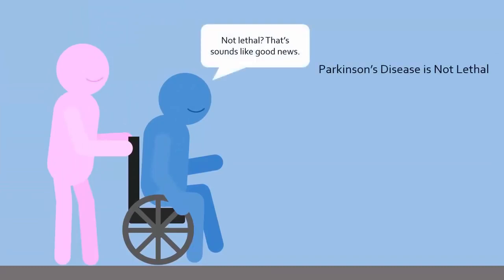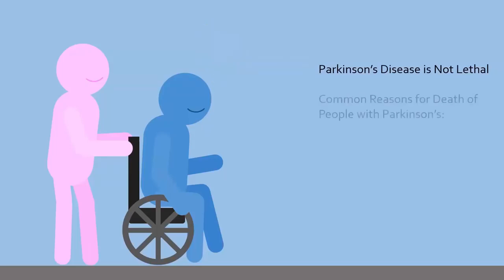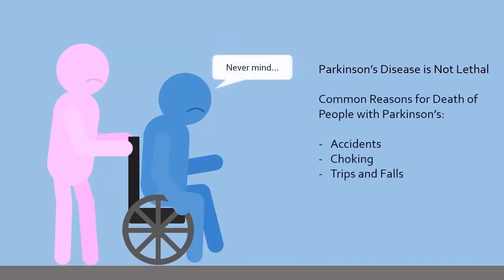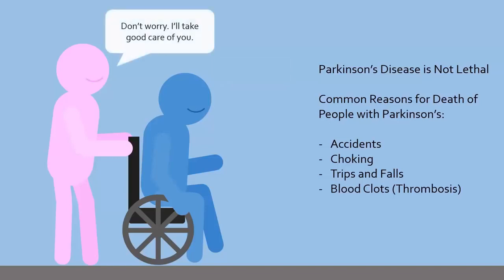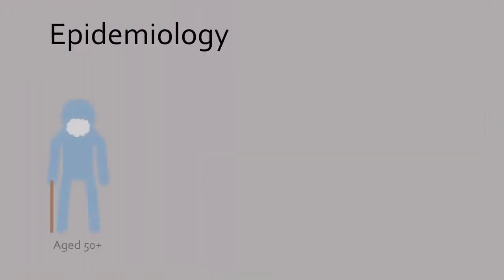However, Parkinson's disease itself is not lethal. Lack of dopamine will not directly kill you. Instead, most patients will die from accidents caused by the symptoms, such as choking or falling, or blood clots from the lack of movement. With proper and loving care, these risks can be avoided and people with Parkinson's can have a normal life expectancy. Parkinson's mostly affects the elderly aged 50 or older, with approximately 1% of all seniors having this disease.